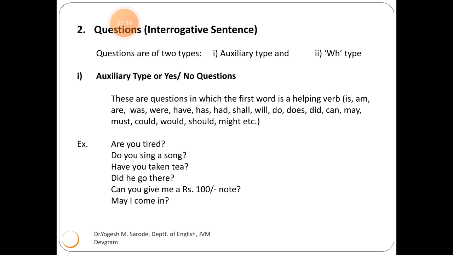See the questions. Are you tired? Do you sing a song? Have you taken tea? Yes. Did he go there? No. Can you give me a 100 rupee note? Yes. May I come in? Yes. Like this. All these questions started with a helping verb, so these are called auxiliary type questions.